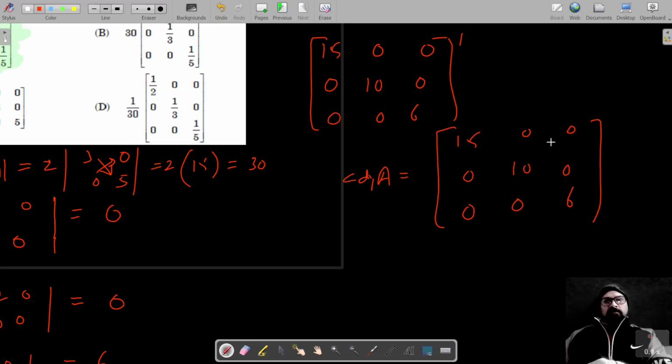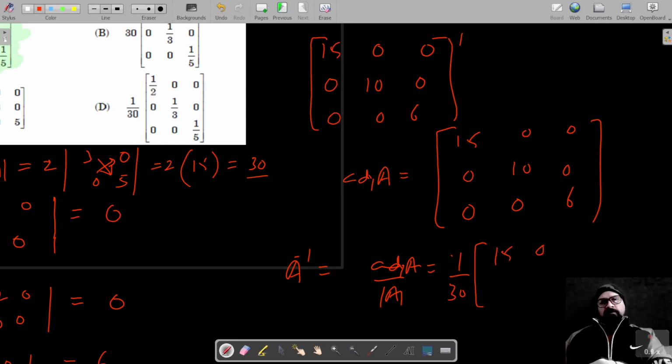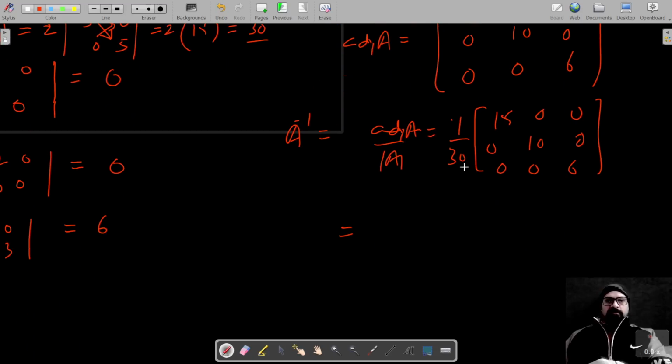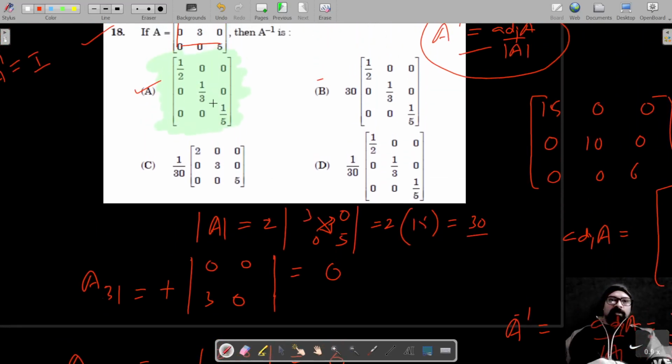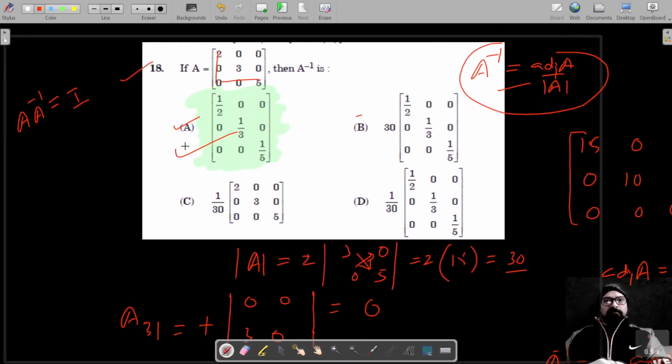So this is the adjoint matrix, and we have to find the A inverse, which is the adjoint of A divided by the determinant of A, and the determinant of A is 30. So let's divide it by 30, which gives me 15, 0, 0, 0, 10, 0, 006. Finally, divide every element by 30. So this becomes 1 by 2, 0, 0, 0, then 1 by 3, 0, 0, and this is 1 by 5. So 1 by 2, 1 by 3, 1 by 5. A is the correct option for this.